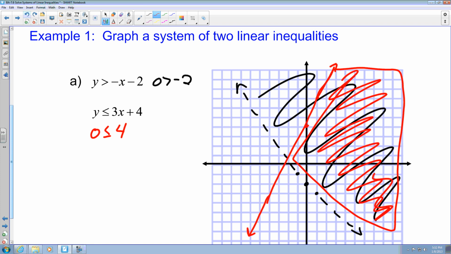So the only portion that I'm concerned about, which is the shaded region of these two systems of inequality, is what is shaded in red. Because not only does it hold true for the top equation, but it holds true for the bottom equation because it overlaps.